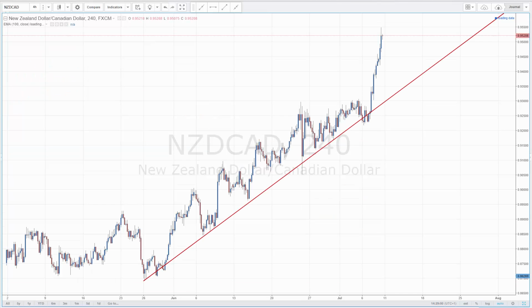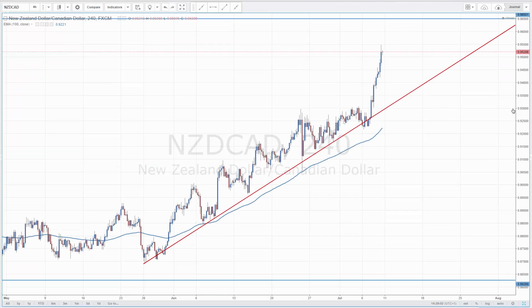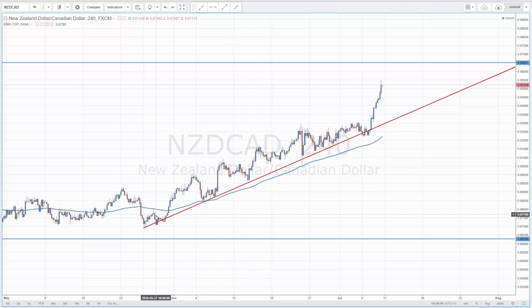Then we've got a couple of other opportunities in the Kiwi, as you can see here. Again, this is one that we were looking to take the breakdown of this trend line from, but as you can see, the market came back to the trend line. It then used it as an area to bounce from. It's bounced through this structure level here.